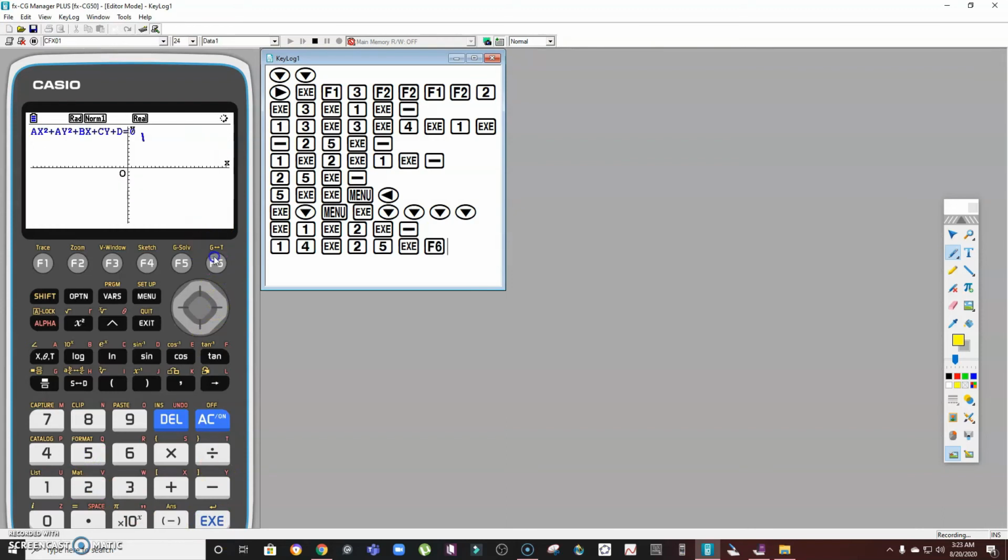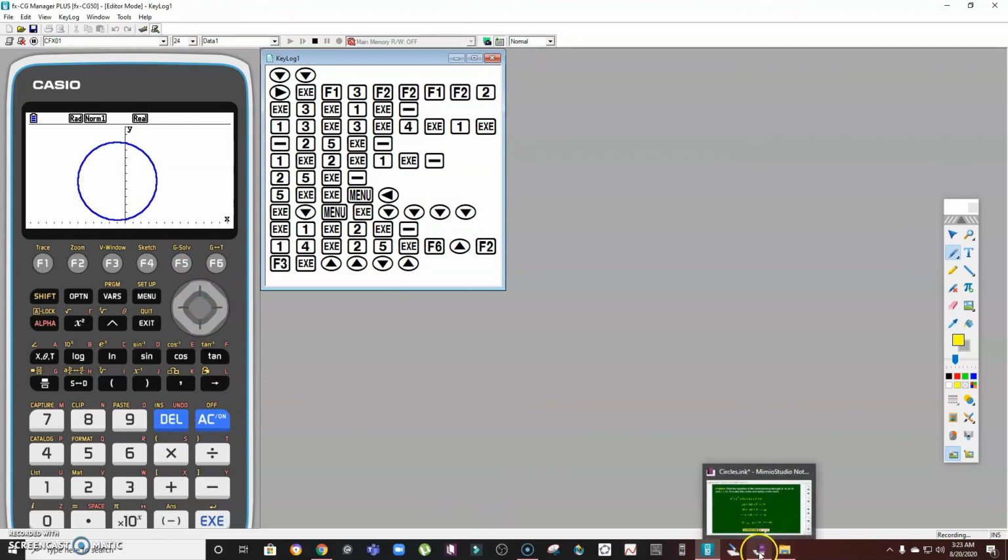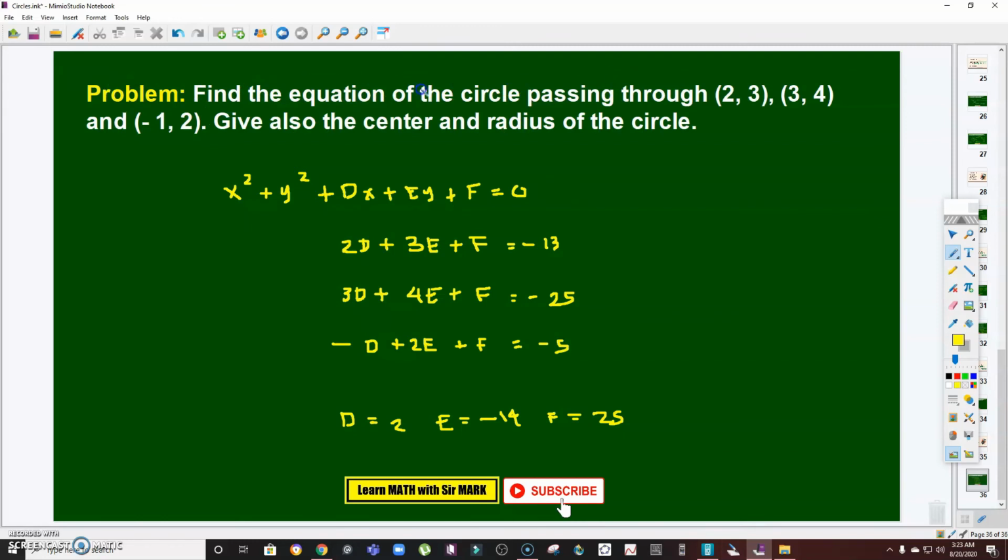Then I'm going to draw it. There you go. So, this is how our circle will look like. Let me zoom it in. There you go. This is our circle. That's it. We're able to answer the equation of the circle.